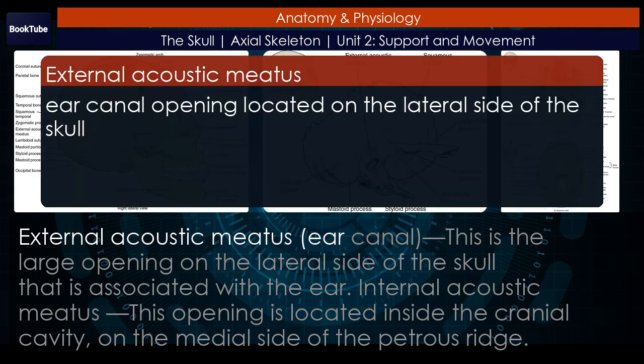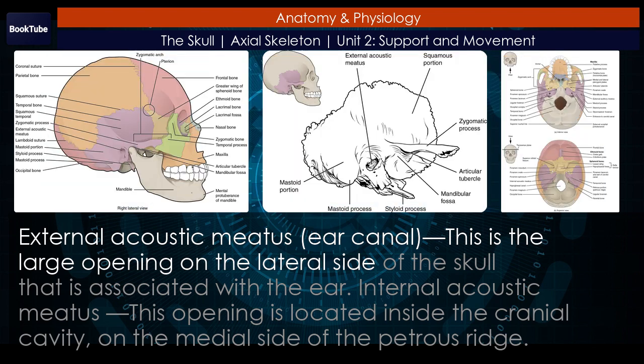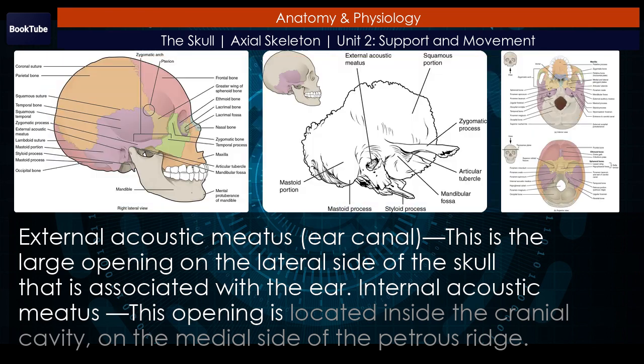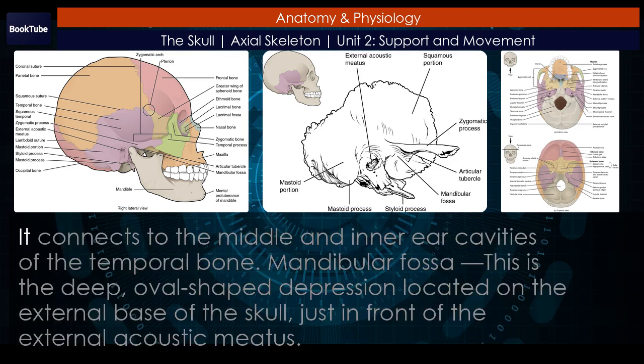External acoustic meatus, ear canal. This is the large opening on the lateral side of the skull that is associated with the ear. Internal acoustic meatus. This opening is located inside the cranial cavity, on the medial side of the petrous ridge. It connects to the middle and inner ear cavities of the temporal bone.